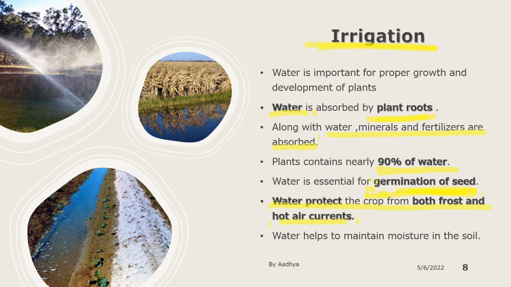Water protects in extreme cold temperature as well, like frost, when the temperature has reached 0 degree. Water also protects from extreme hot air currents, when the temperature is very high, very hot temperature, right? Water helps to maintain the moisture in the soil. It helps to maintain the moisture in the soil.